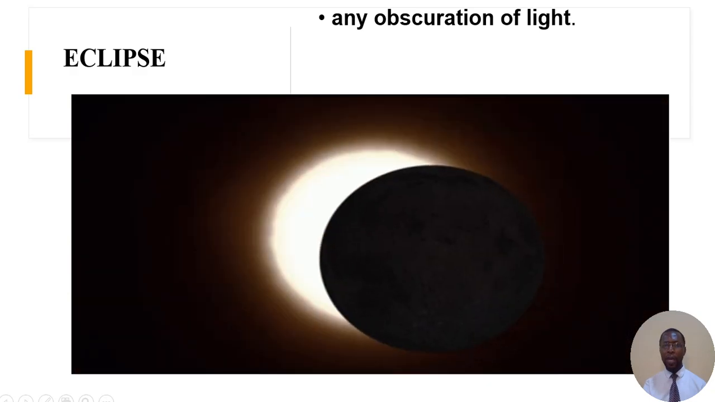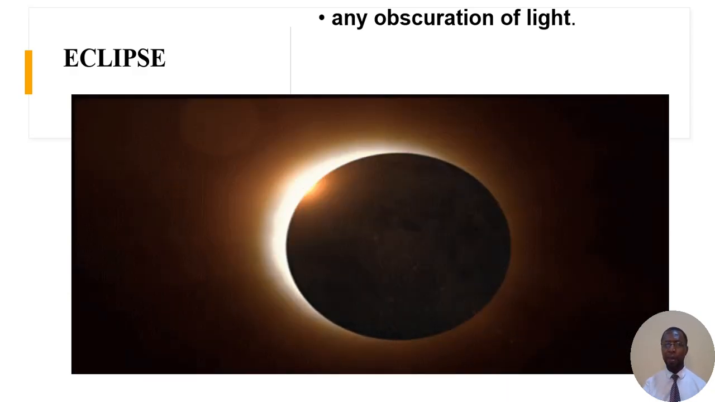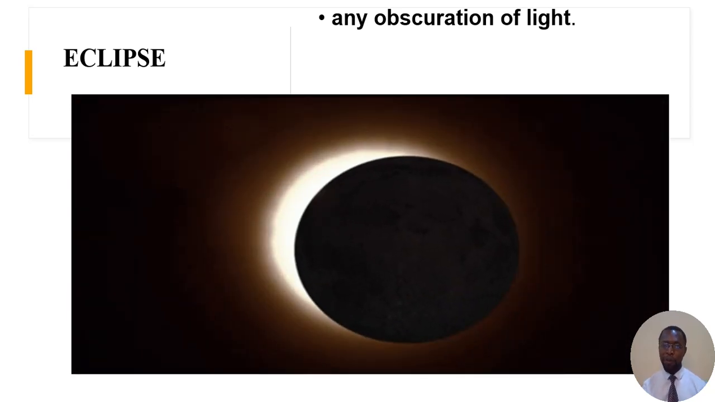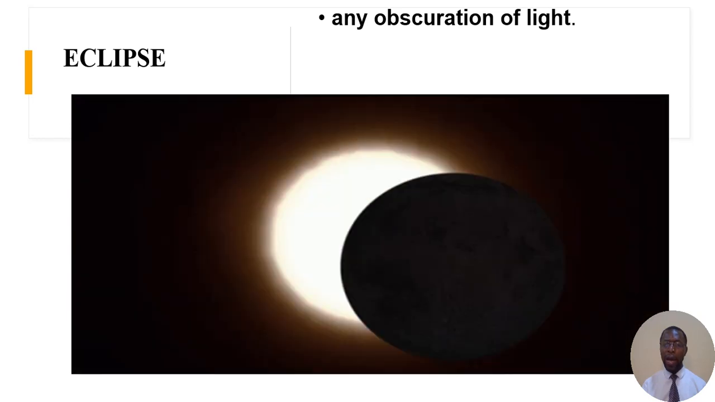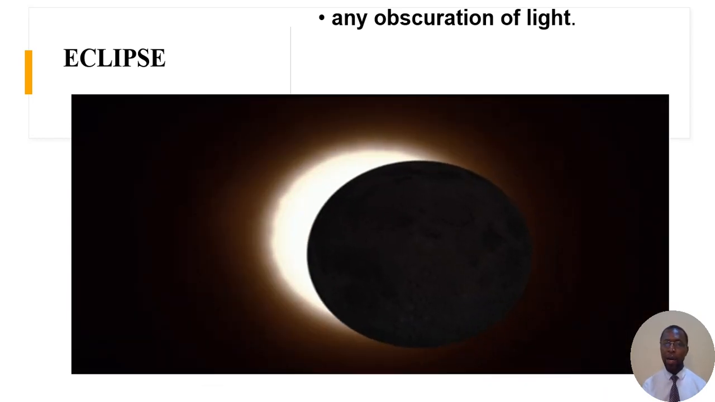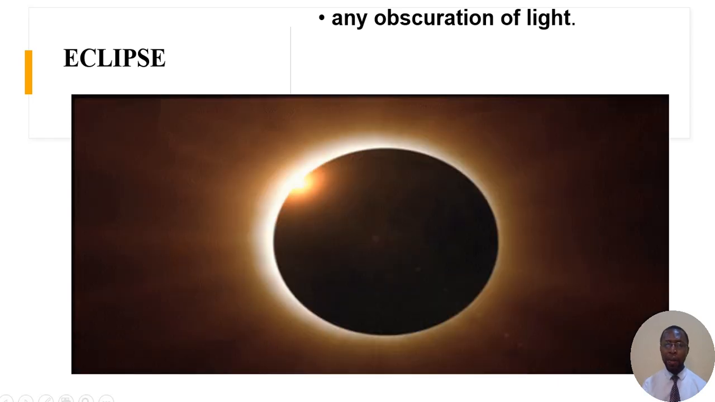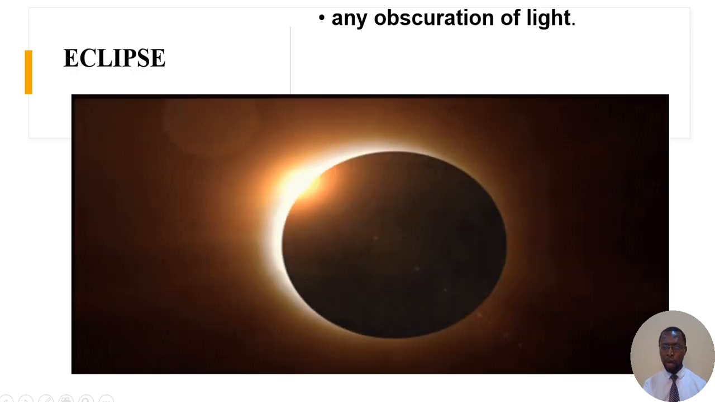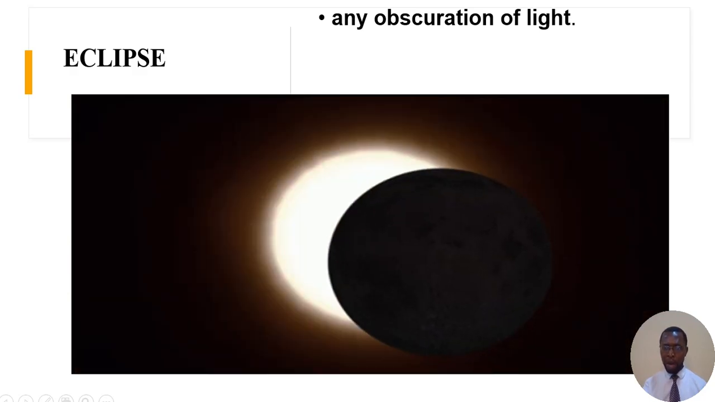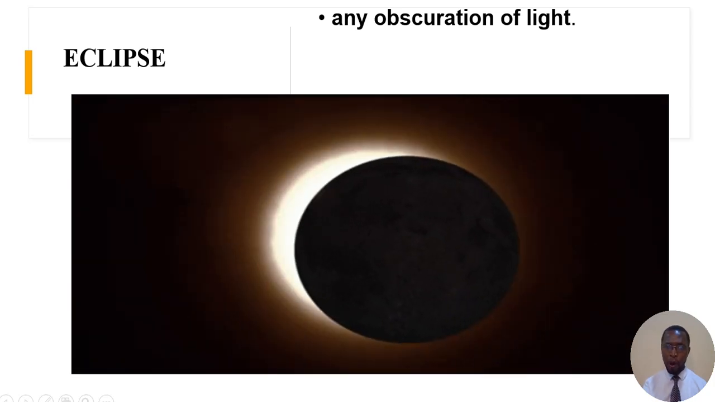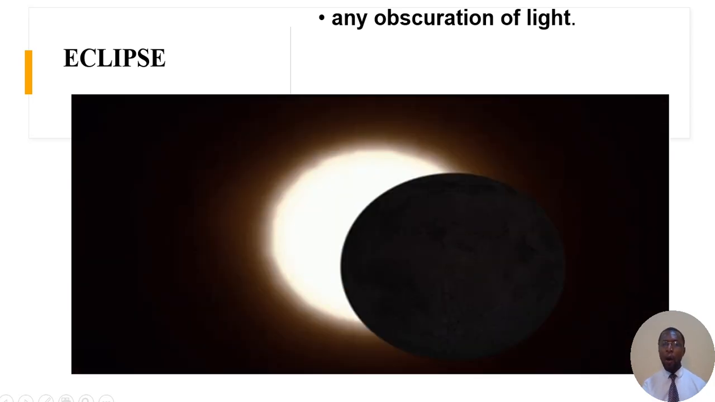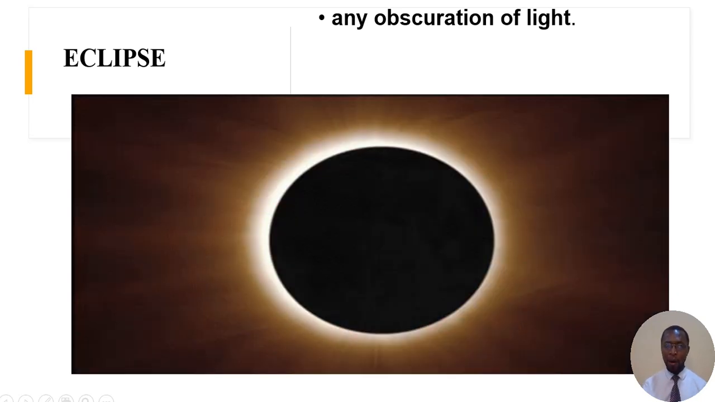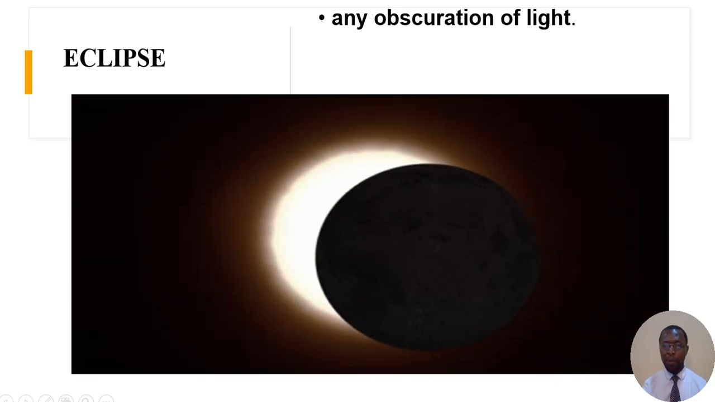All right. So moving forward, we have what we call eclipse. Eclipse also occurs as a result of obstruction of light. Now we need to know that eclipse and shadow are related. Eclipse itself simply means any obscuration of light or any obstruction of light. In this case, you could see the moon here obscuring the sun ray. Now, that obscuration or obstruction is known as eclipse.